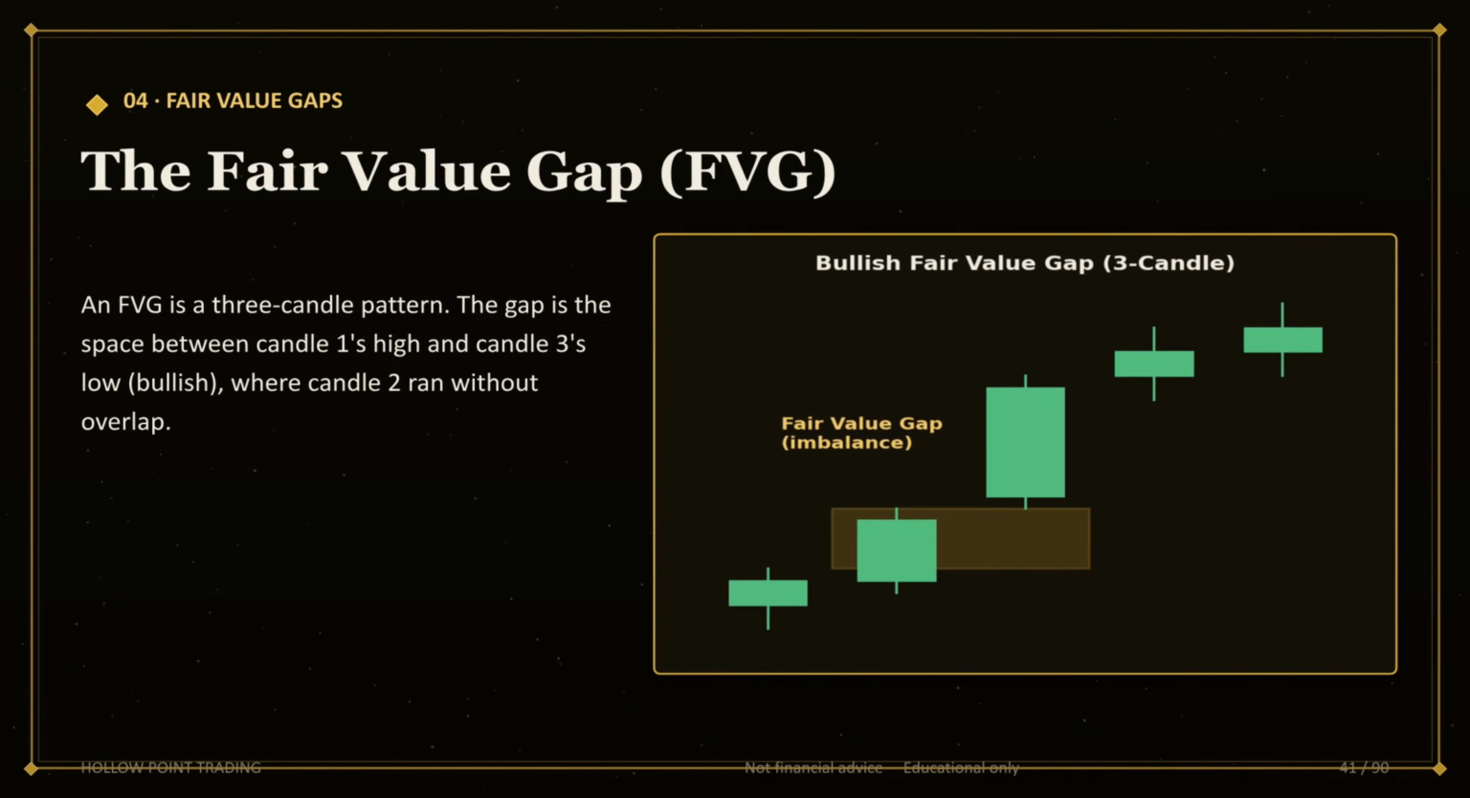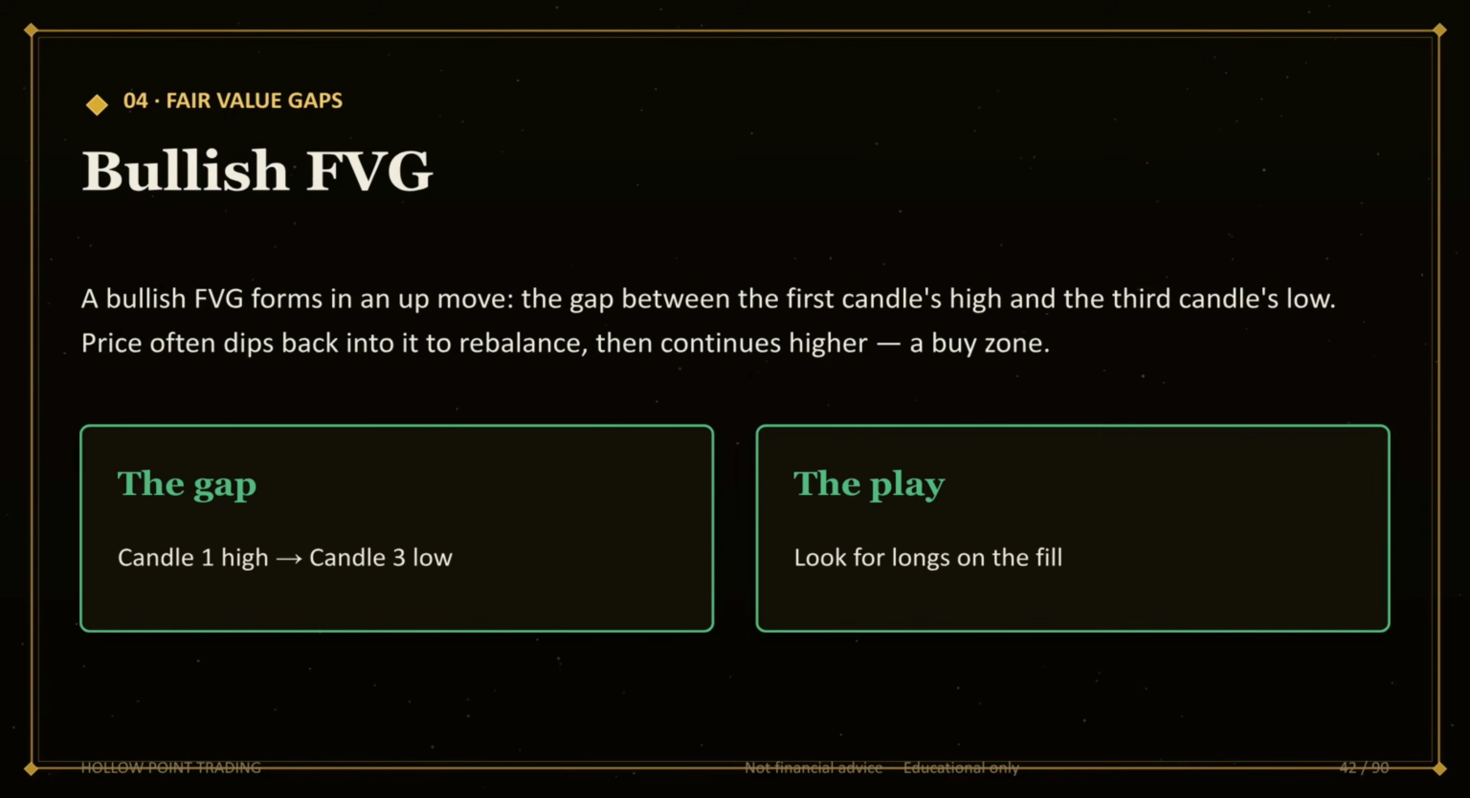A fair value gap is a specific three-candle pattern. The gap is the space between the first candle's high and the third candle's low in a bullish trend, where the middle candle ran without overlap. It serves as our return zone. A bullish FVG forms during an upward move. It represents a potential buy zone, where price often dips back into the gap to rebalance before continuing its ascent.